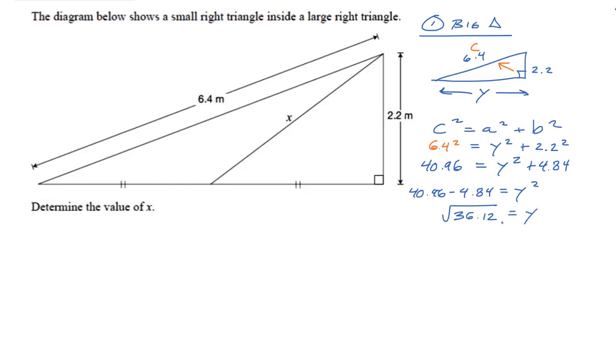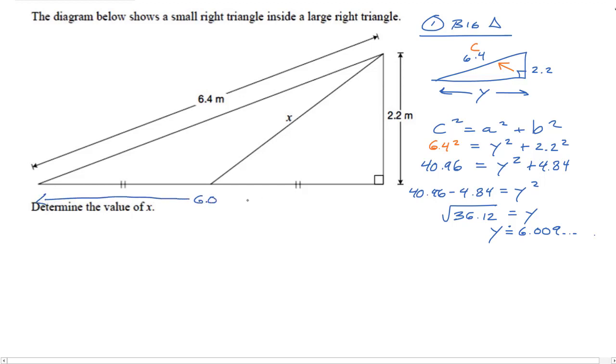So I'm kind of picking up the pace here and the number of steps I'm showing. All right, so when we do that, we get approximately 6.009 something. Okay, so it's almost 6, right, if we break it down. So all the way across from here to here, we're going to say is about 6 meters. Okay, a little bit more, but it's rounded to 6.0, right?